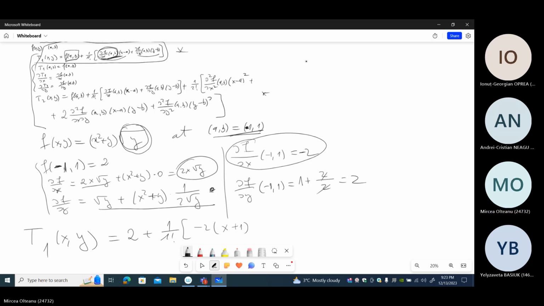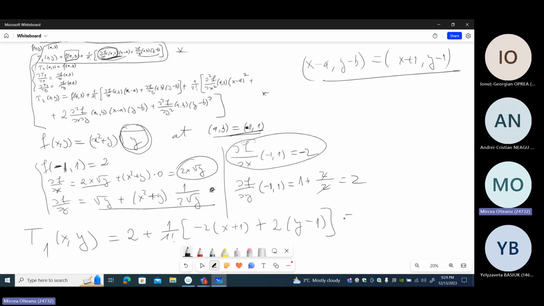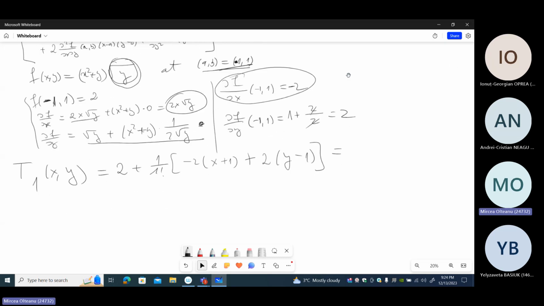Attention. The vector (x minus a, y minus b) is, in our case, (x plus 1, y minus 1), yes? So it's -2 times (x plus 1) plus 2 times (y minus 1). Okay, this is it. This is the linear approximation of f.